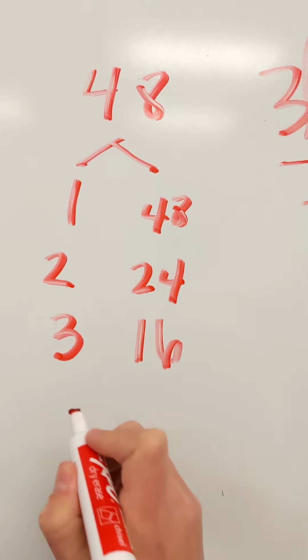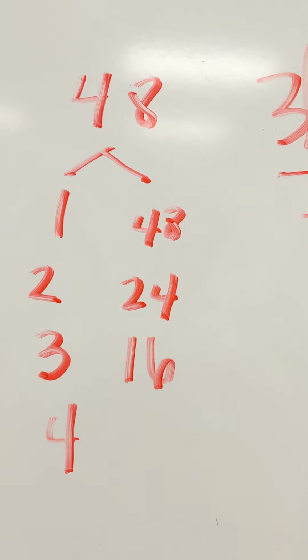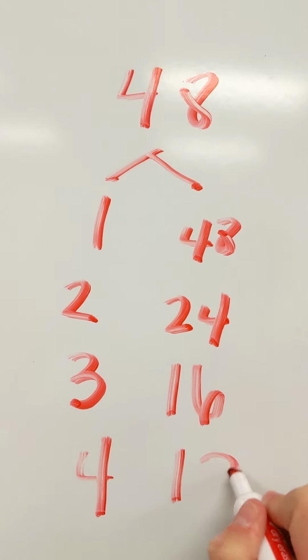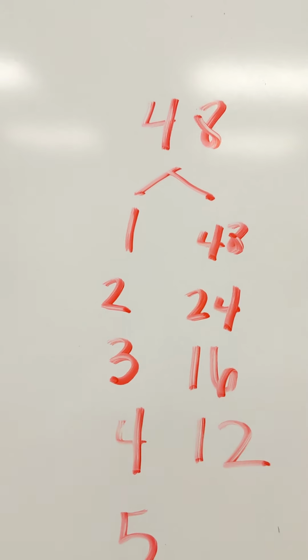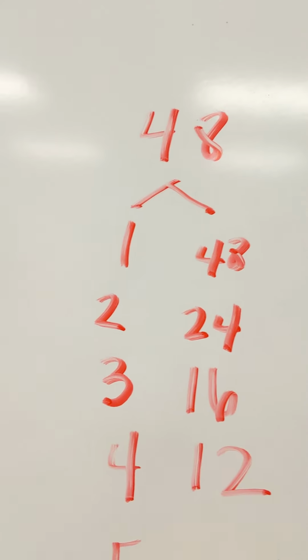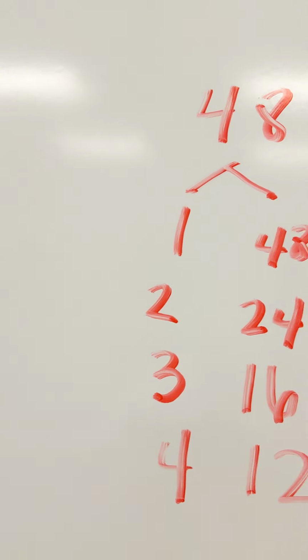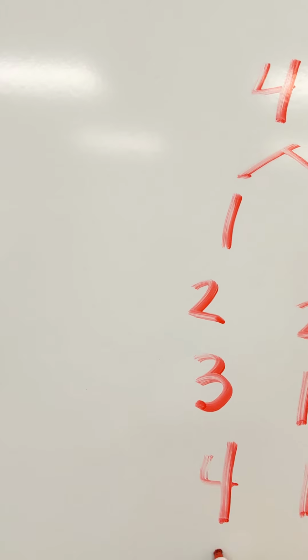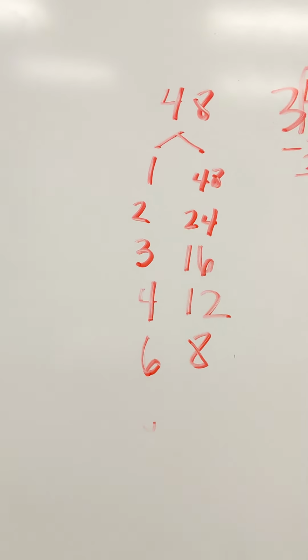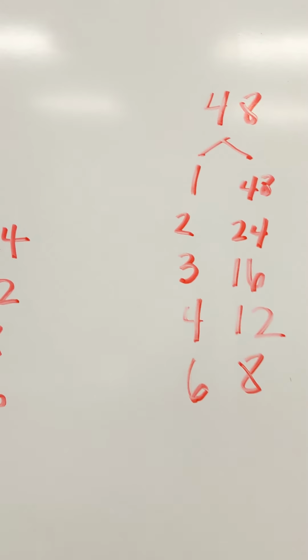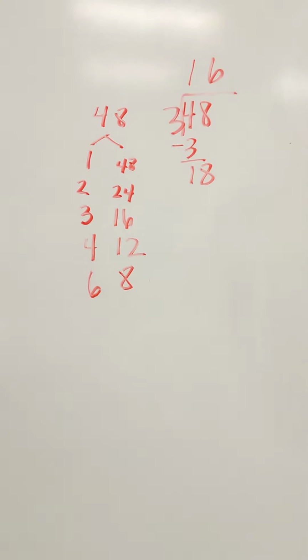Okay, then we would go with 4. Of course, 4 is going to go in. It's going to go in 12 times. 5 will not. 6, yes. 6 and 8 went on a date. They came back as 48, right? Okay, and then are there any 7s? No, there are not. Okay, so now I'm just going to go through both lists.